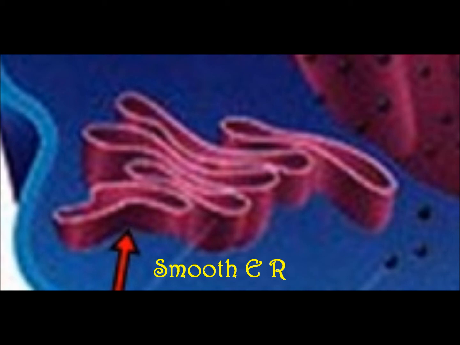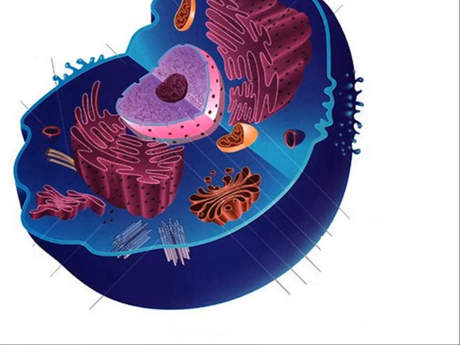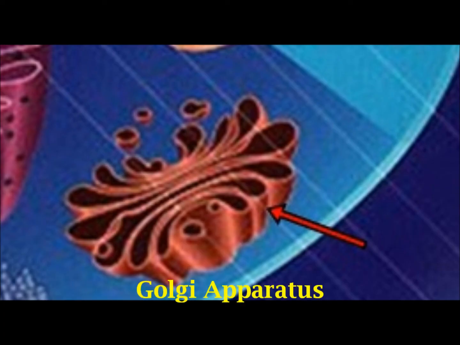Smooth ER buds off from rough ER, moving the newly made proteins and lipids to the Golgi body, lysosomes, and membranes. The Golgi apparatus. The Golgi apparatus is a network of stacked membranous vesicles present in most living cells that functions in the formation of secretions within the cell.